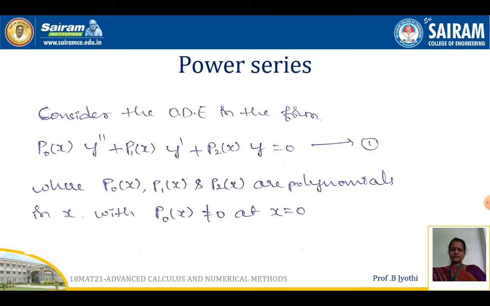Power series. Consider the ordinary differential equation in the form P0 of x y double dash plus P1 of x y dash plus P2 of x y is 0. Call this equation number 1, where P0 of x, P1 of x and P2 of x are polynomials in x with P0 of x not equal to 0 at x equals 0.